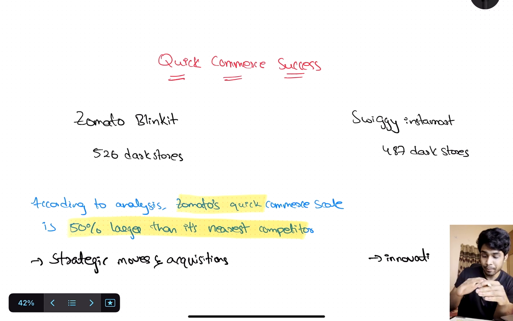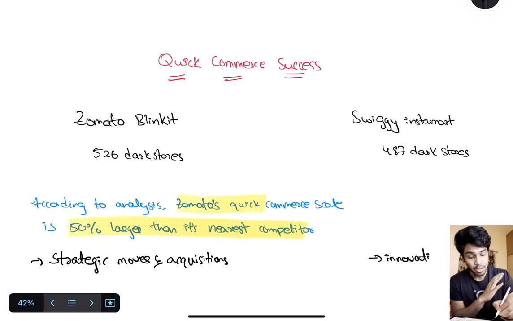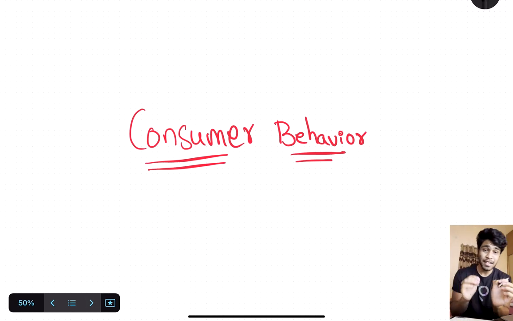According to analysis, Zomato's quick commerce scale is about 50% larger than its nearest competitor. So it is making some very good, significant strategic moves with the help of acquisitions. But Swiggy is focusing more on innovation in terms of its technical brilliance. And the fourth and most important thing is consumer behavior.